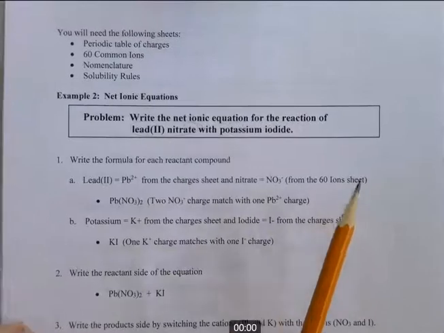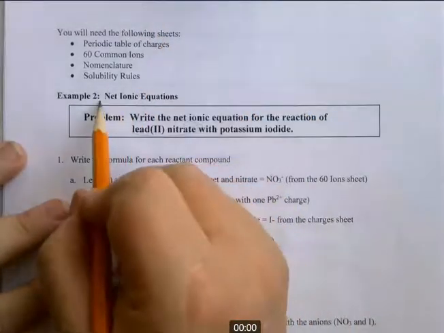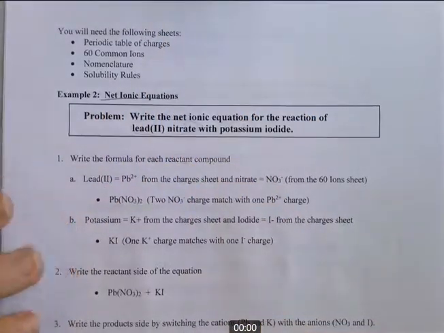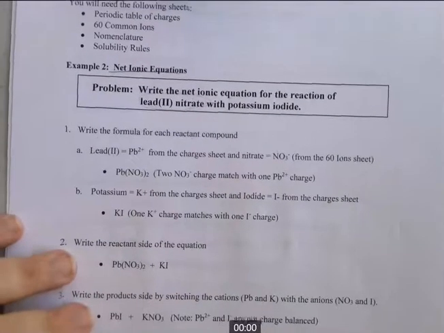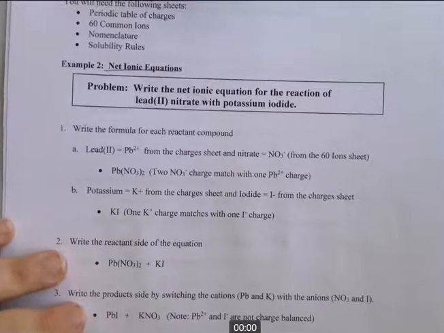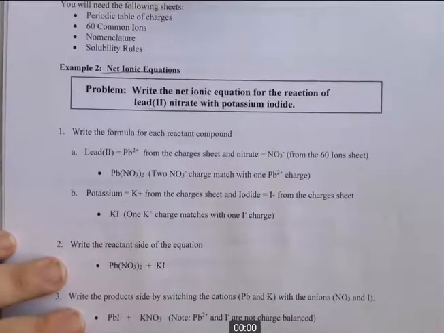Okay, so what a net ionic equation is, it is an equation made from ionic compounds. That means you have a cation, a positive charge, connecting to an anion, a negative charge. So let's go ahead and do this step by step, and then I'm going to give you one to do on your own.